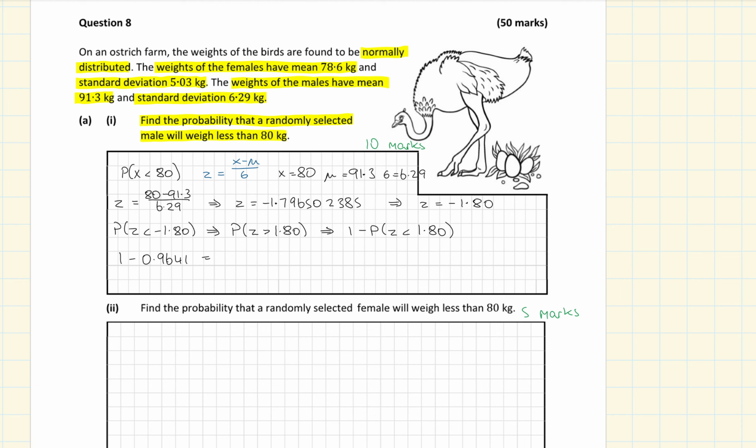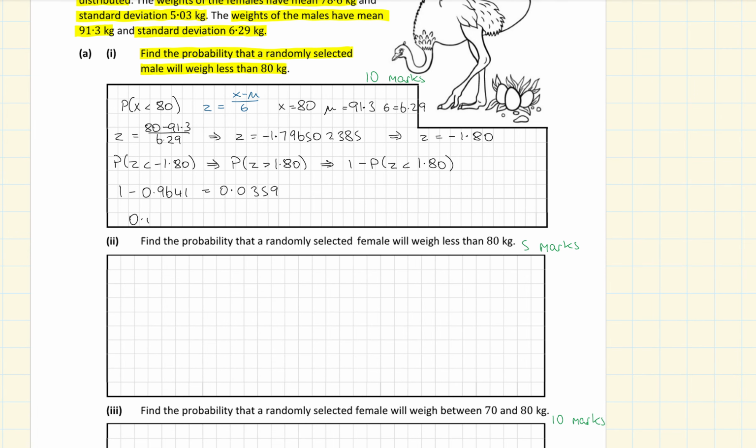Into your calculator and we get back 0.0359. So our answer then is 0.0359, or else 3.59%. Okay, and that's part 1 answered for 10 marks.